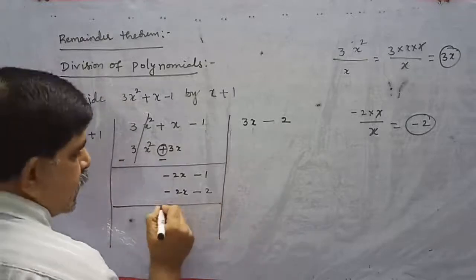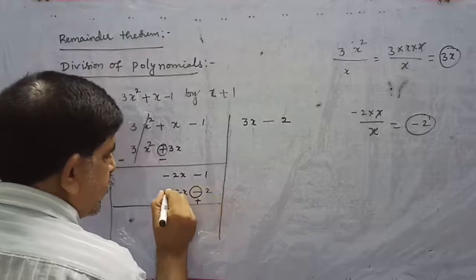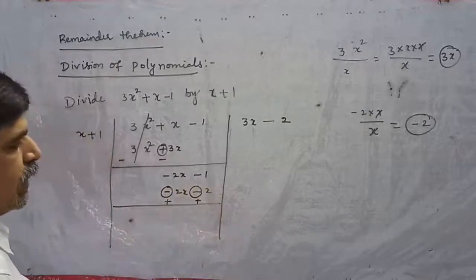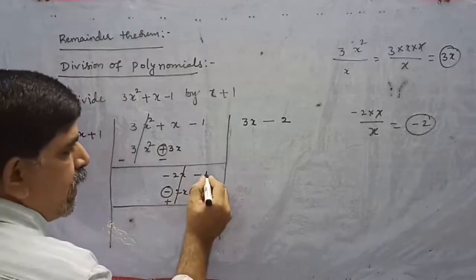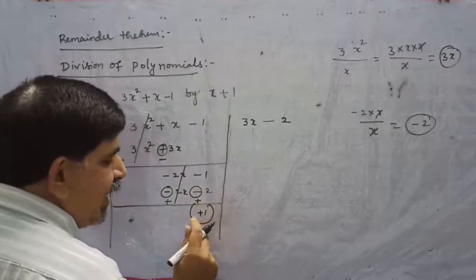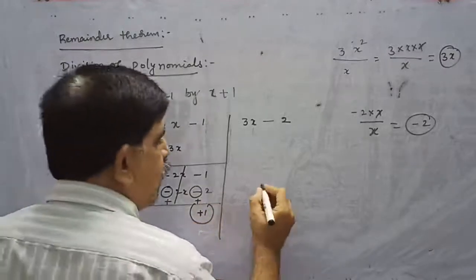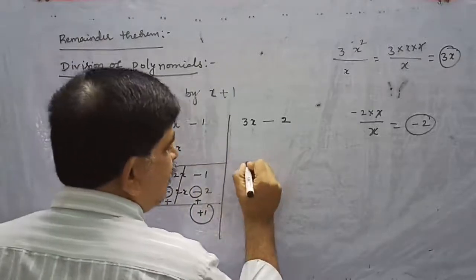Then change the symbols. Plus here and this is plus. Make the round here. Now minus 2x plus 2x gets cancelled. Next one, minus 1 plus 2. That is plus 1. So what is this plus 1? It is the remainder.